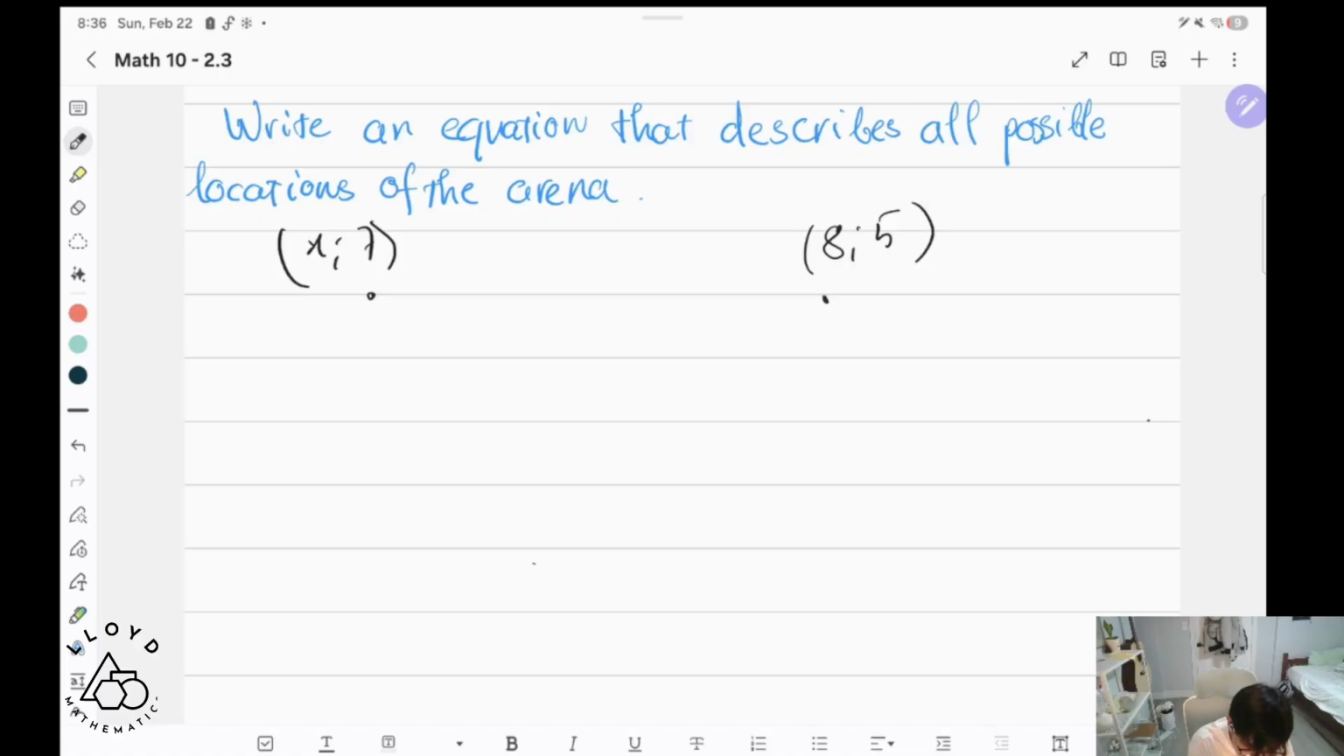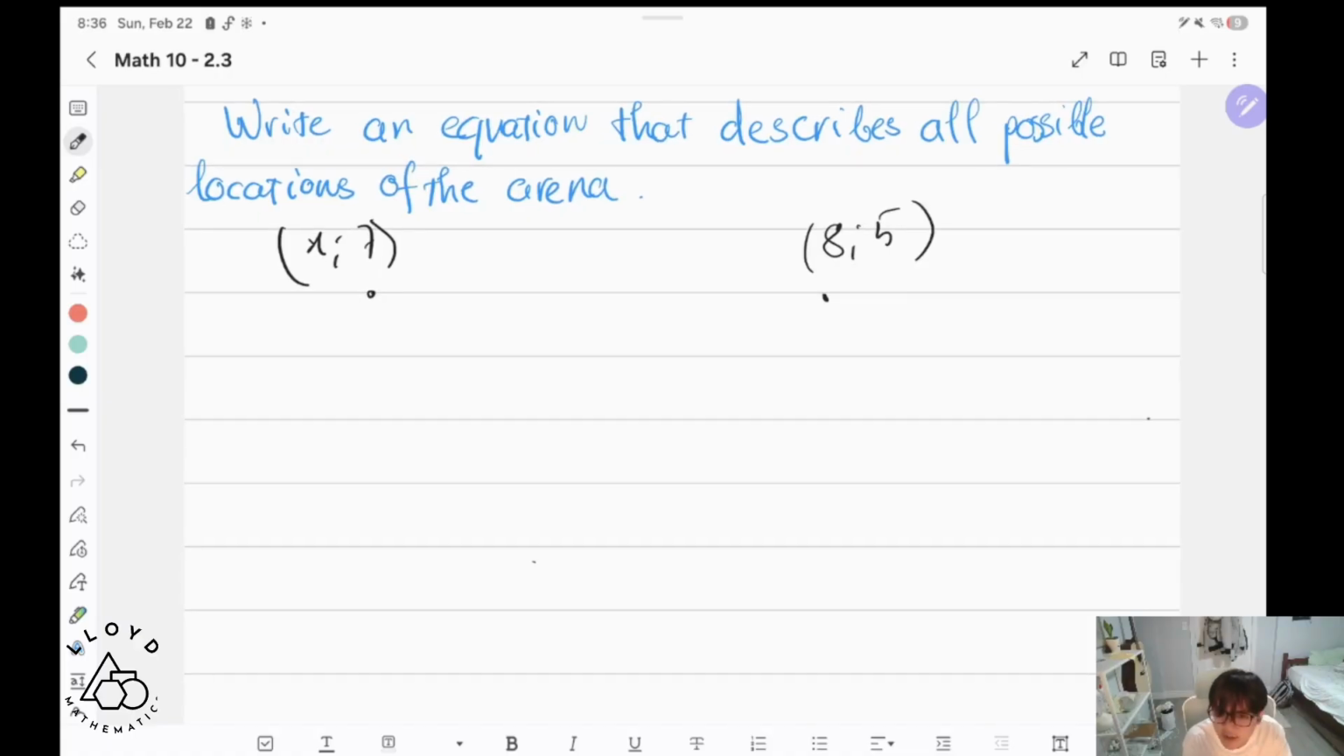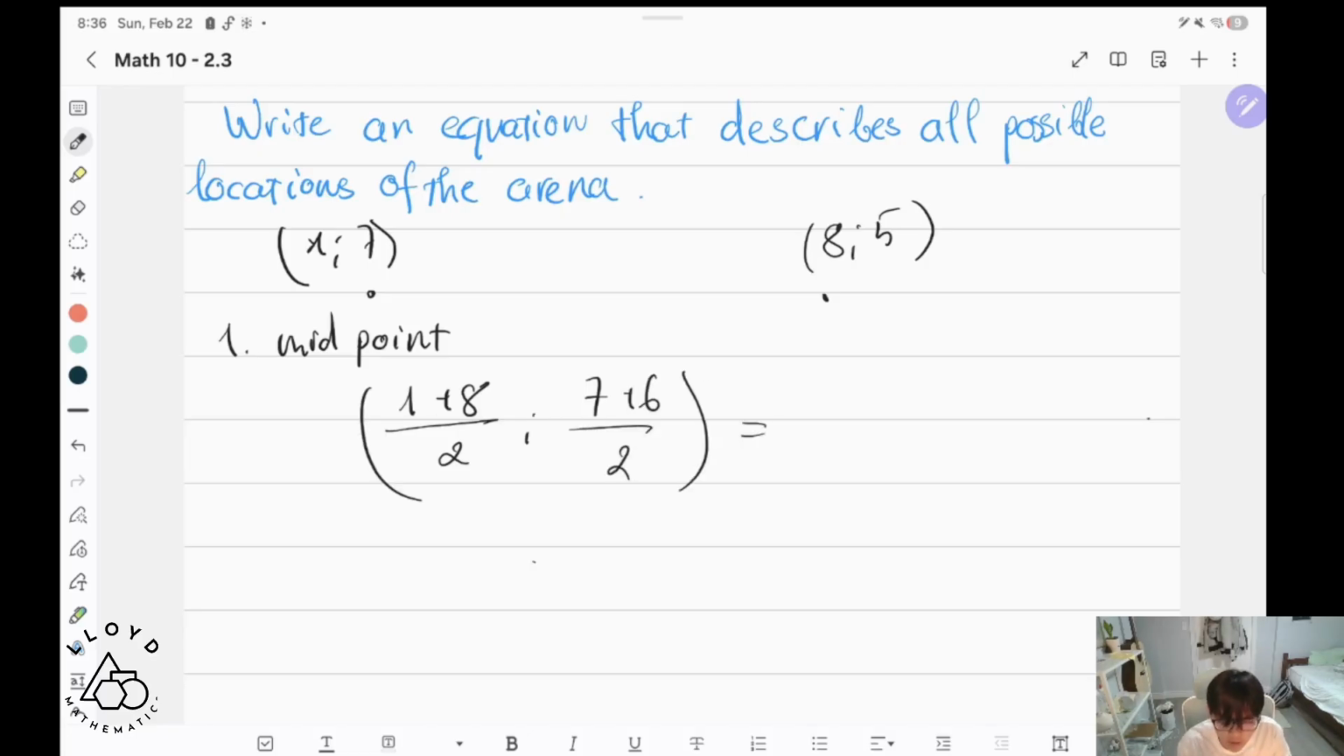So we have this already. The first thing that we think about is to find the midpoint. So first, the midpoint will be (1 plus 8) over 2 and (7 plus 5) over 2, which is equal to 9 over 2, and here is 6. Oh, I'm sorry, here is 6, right? So we have the midpoint already.